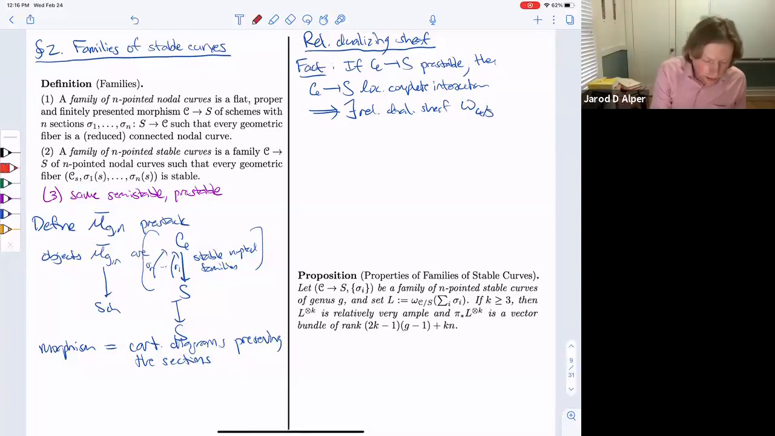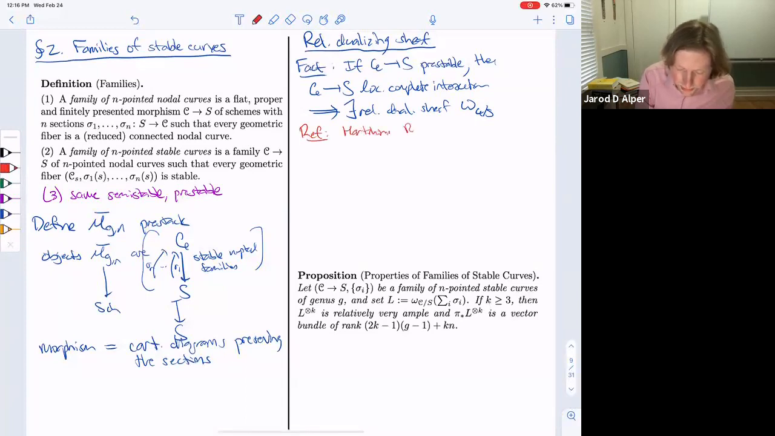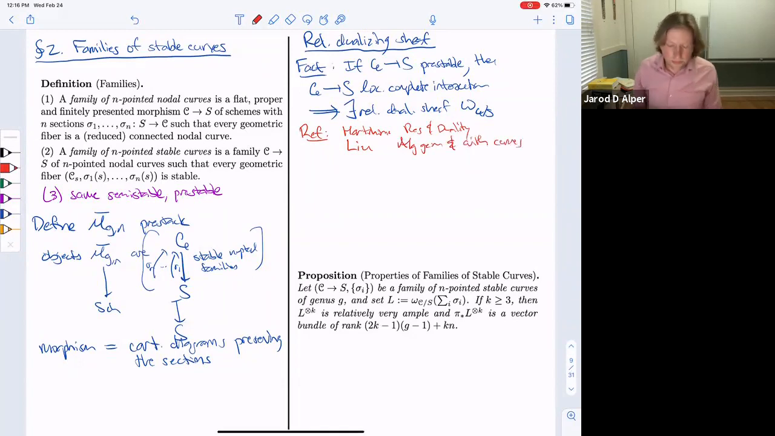And maybe for this, it isn't in Hartshorne. It is in one of Hartshorne's books. So maybe the reference is Hartshorne, but his Residues and Duality book. But in a more elementary way, it is in the introductory text by Liu on algebraic geometry and arithmetic curves. So it kind of works just like the dualizing sheaf in the absolute case over a field.